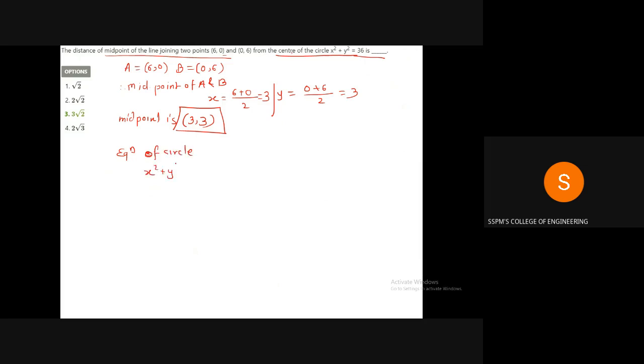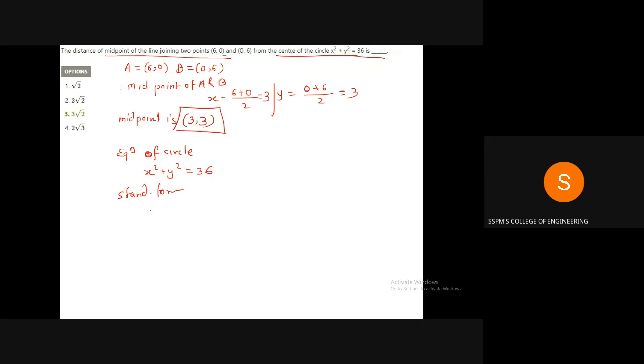You can directly calculate that. x is 6 plus 0 divided by 2, and y is 0 plus 6 divided by 2. That is 3 and 3, so the midpoint is 3 comma 3. This is our first point. Now we have to find the center of the circle. The given equation of the circle is x square plus y square is equal to 36. What is the standard form?